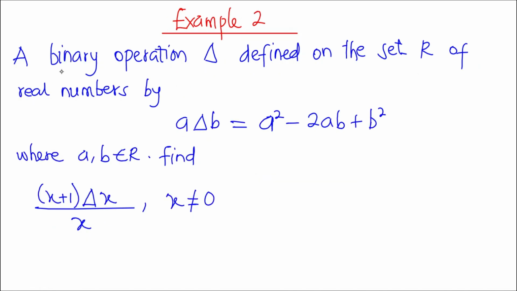Example 2 says that a binary operation delta is defined on the set R of real numbers by A delta B is equal to A squared minus 2AB plus B squared, where A, B belong to real numbers. Find x plus 1 delta x, all divided by x, such that x is not equal to 0. So from the question, when x is equal to 0, we are going to get undefined. So now that we know clearly that x is not equal to 0, we can continue by the application of the rule given to us in the question.